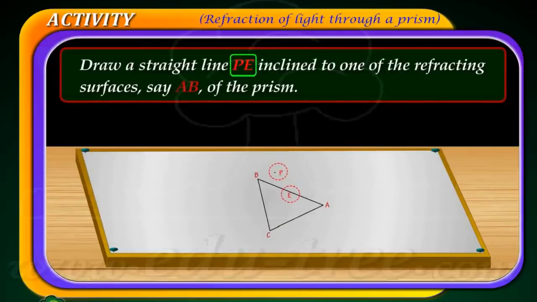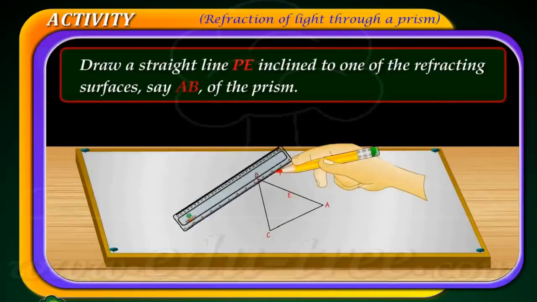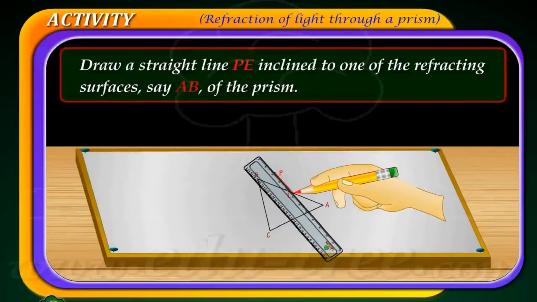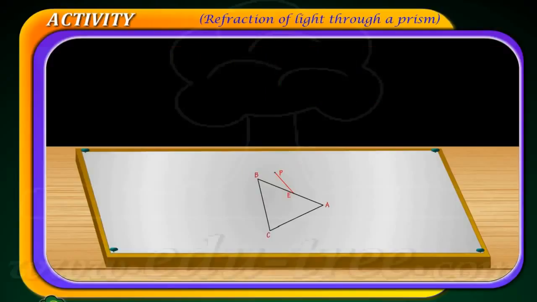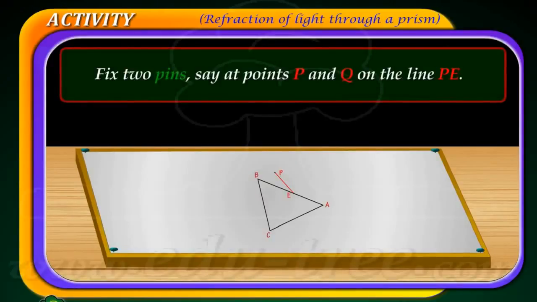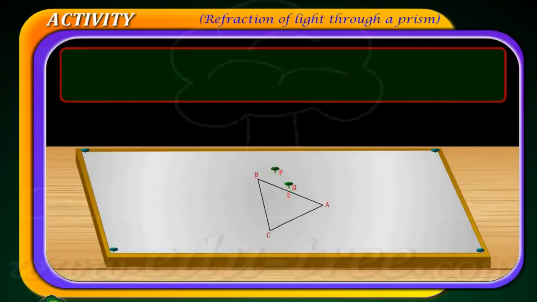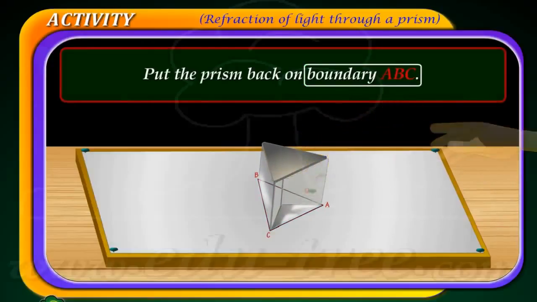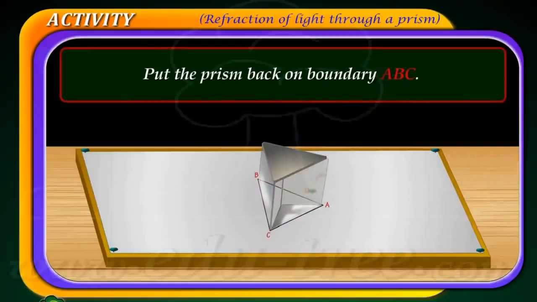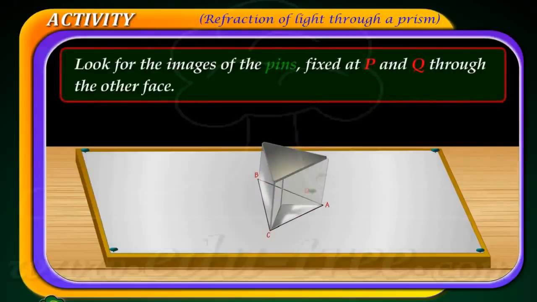Draw a straight line PE inclined to one of the refracting surfaces, say AB, of the prism. Fix two pins, say at points P and Q, on the line PE. Put the prism back on boundary ABC. Look for the images of the pins fixed at P and Q through the other face.